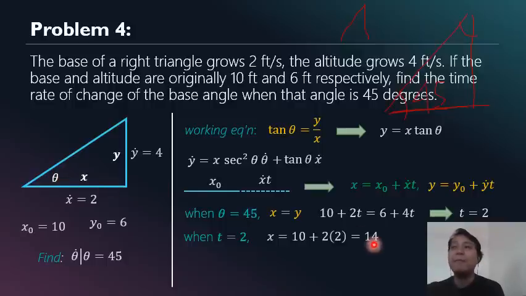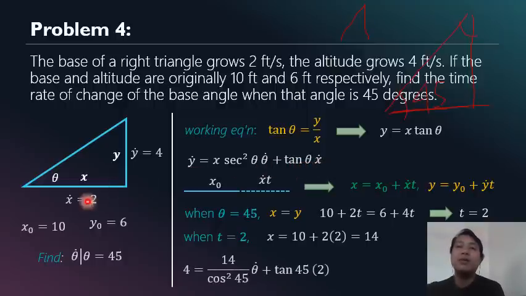Okay? So, ngayon, kumpleto na yung mga ipa-plug in natin doon sa ating working equation. Now, so i-plug in na natin isa-isa. Ano ang y dot? 4. Ano ang x? 14. Secant squared. Sir, ano ba yung secant squared? No? Di ba ang secant ay 1 over cosine? So, this will be 1 over cosine squared, 45. Theta dot, which is yung hinahanap natin. Plus, tangent of, ang theta ay 45 degrees, at ang x dot ay, ayun, 2.